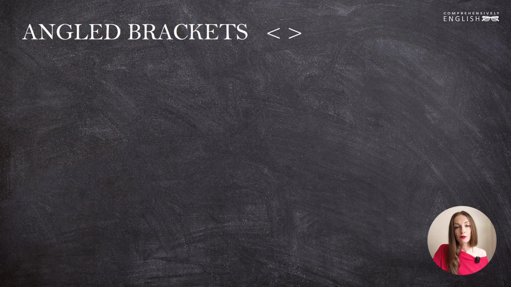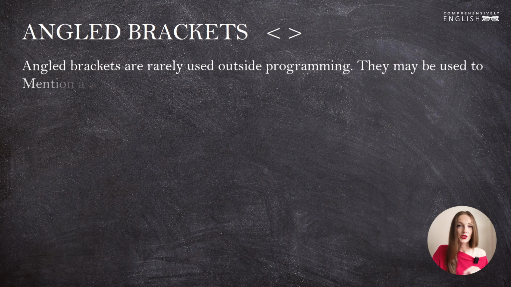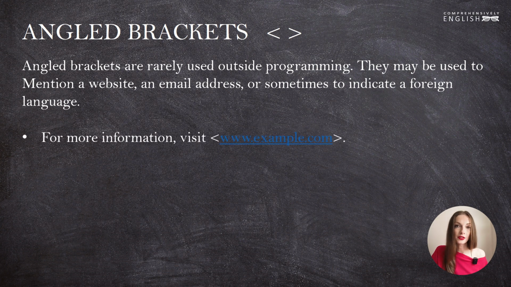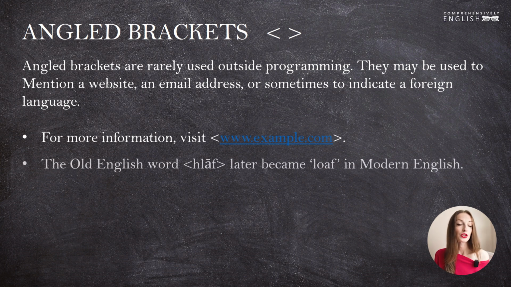The third type of brackets is angled brackets. These are rarely used outside programming. They may be used to mention a website, an email address, or sometimes to indicate a foreign language. Let's see. For more information, visit, and you see the website enclosed in these angled brackets. The Old English word hluff later became loaf in modern English.